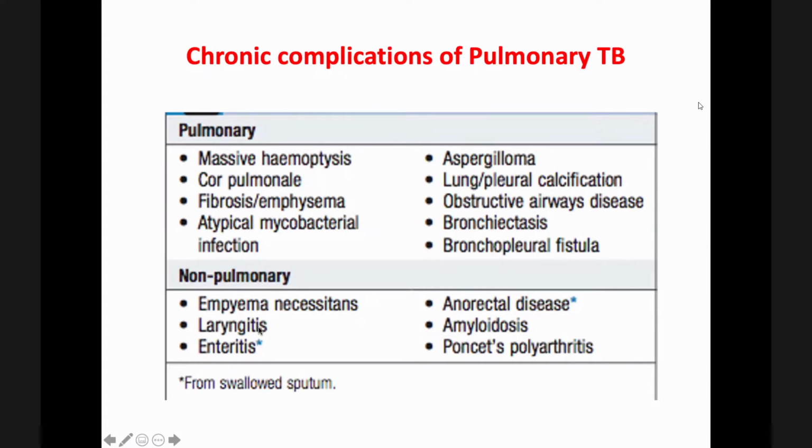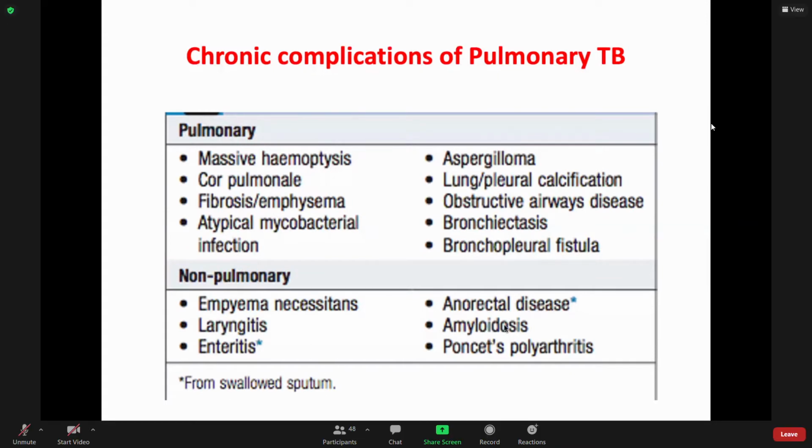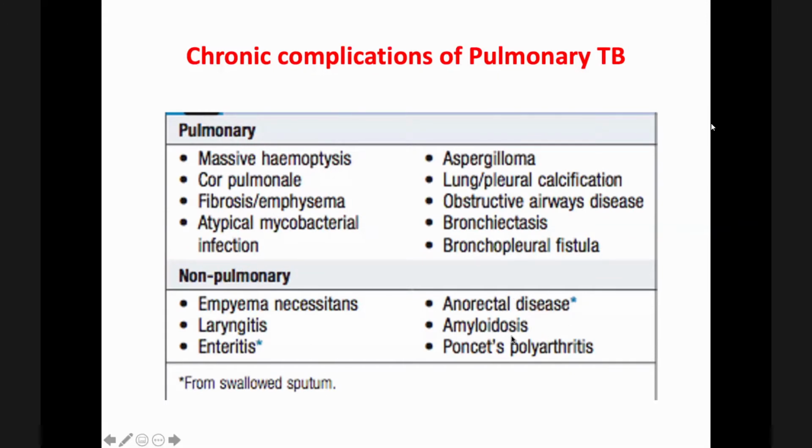Another is laryngitis. If the patient swallows the sputum, there can be chances of having enteritis. There can be anorectal disease, secondary amyloidosis, and a reactive involvement known as Poncet's polyarthritis. Okay, so that's a reactive arthritis of the joints known as Poncet's polyarthritis. So these are the chronic complications of pulmonary tuberculosis. This is also a box given in your Davidson, so you should know what the chronic complications of pulmonary tuberculosis are.